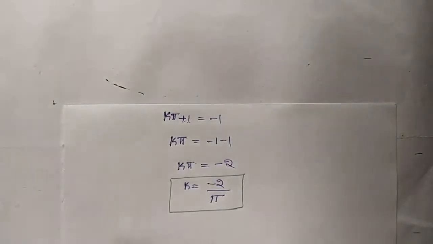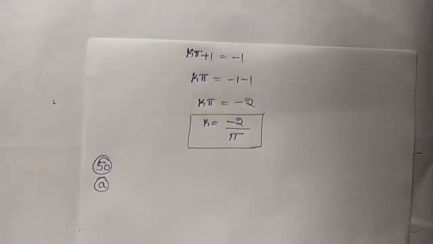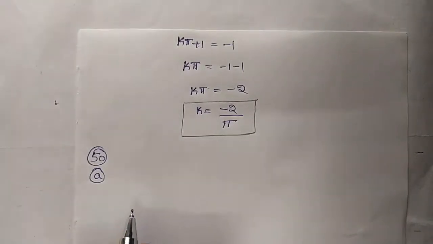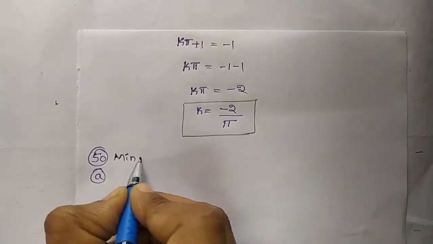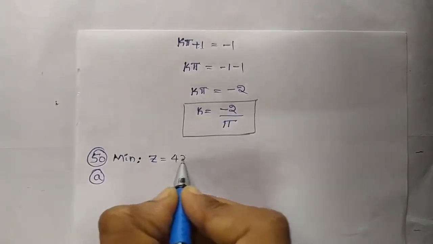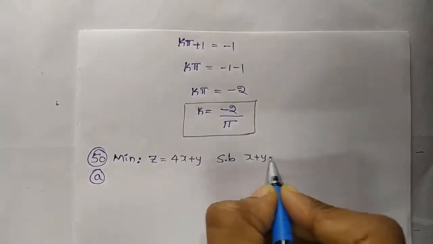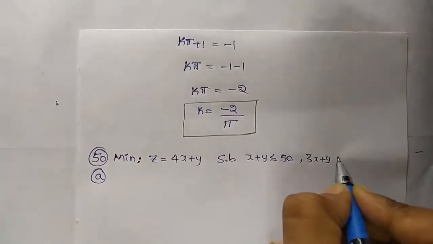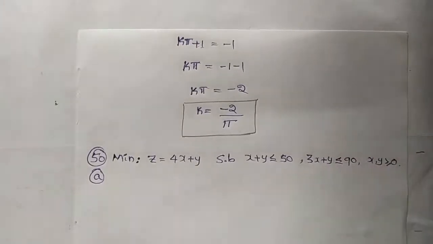Okay, now let us move on to the next question, question number 50 A, an LPP problem. Solve the following linear programming problem graphically. Minimize z equals 4x plus y subject to the constraints x plus y less than or equal to 50, 3x plus y less than or equal to 90, where x comma y is greater than or equal to 0.